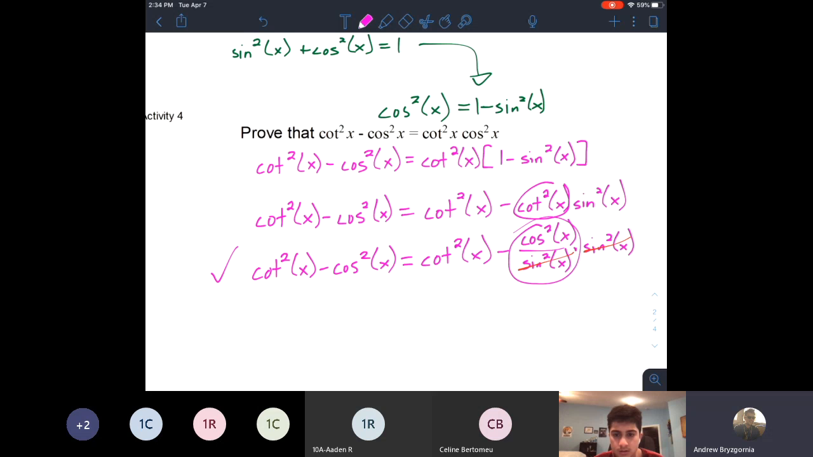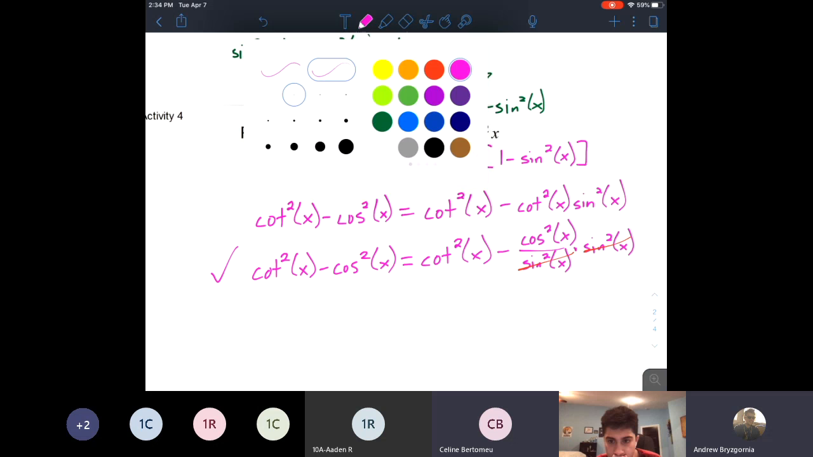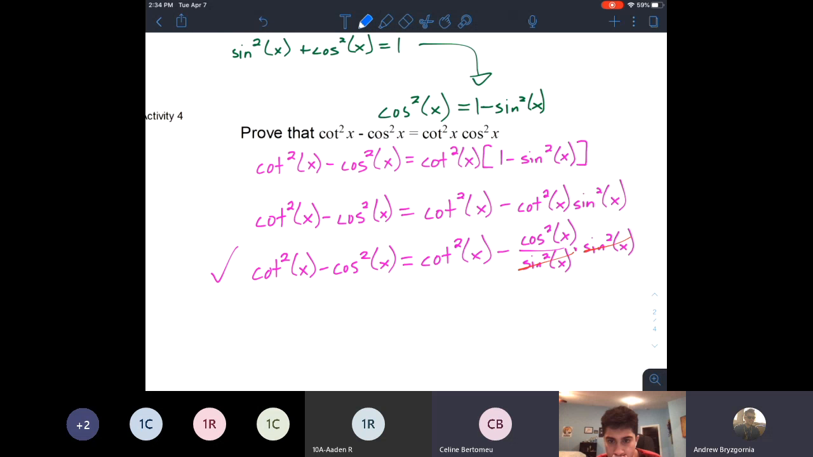And Celine, was that you also asking that same thing? It's the same thing, yeah. Okay. So just as a reminder, cotangent is equal to cosine over sine. And then another thing is that if we were to square cotangent, then that's the same thing as this fraction on the right side squared.